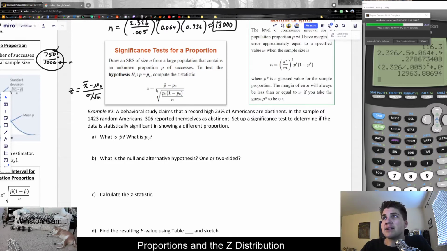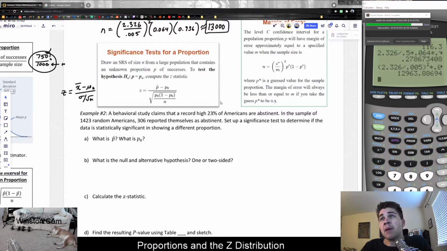Notice that again, we're replacing x bar with p hat and replacing mu naught with p naught, where p naught would just stand for the null hypothesis when we're using a proportion instead. So let's look at an example.